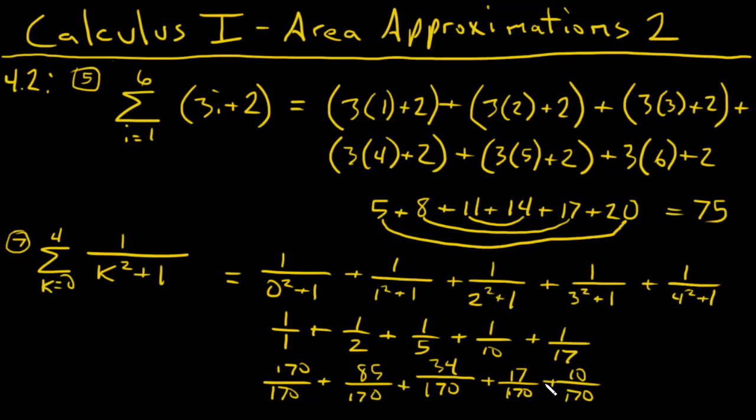Let's see. I'm going to add this way and then add it to 170. So 27, 61, 146. So 170 plus 146. Is that right? 316. So this equals 316 over 170. And I'm totally cool with leaving it just like that. So I don't want to do that anymore. So that was number 7. I'm going to clear this.